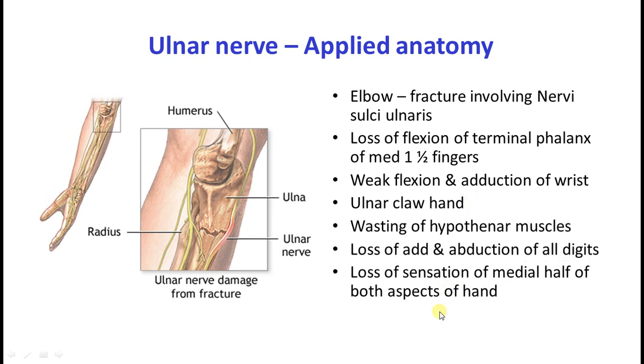Hypothenar muscles get wasted, and there is loss of adduction and abduction of all digits, because below this level it is going to supply most of the muscles. So naturally all the palmar interossei, all the dorsal interossei, and medial 2 lumbricals are paralyzed. Then loss of sensation of medial 1.5 fingers and skin over the hypothenar eminence. So all the structures supplied by the ulnar nerve will get affected if there is an injury to the ulnar nerve at the level of elbow or even at a higher level.